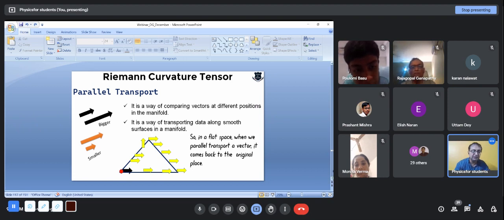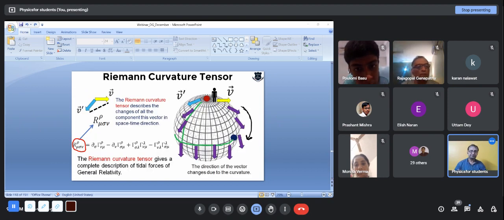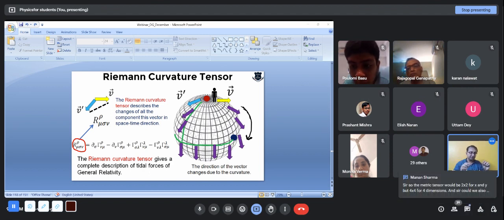Now see this figure very, very closely. I started at V, where the black man is standing, right? I'm trying to parallel transport, but the entire purple vector is moving because of the curvature. And when I come back, the blue one, you see the V prime one has changed. So this is what the Riemann curvature tensor does.